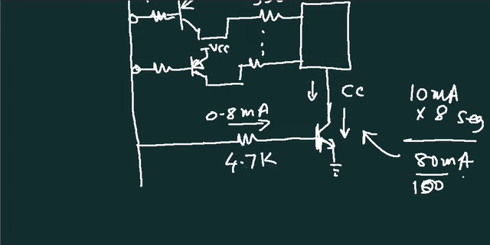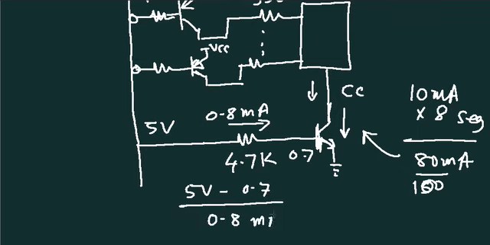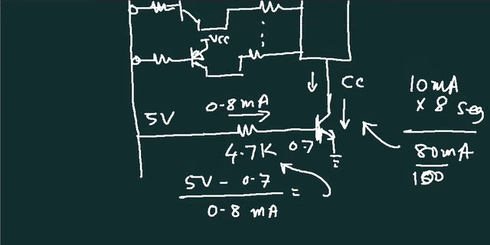The actual calculation you can do using Ohm's law. This will be near about 5 volt, this will be 0.7. So, this will be 5 volt minus 0.7 divided by 0.8 milliampere. So, that will come out nearly to 4.7 k. So, that is the nearest available resistor.